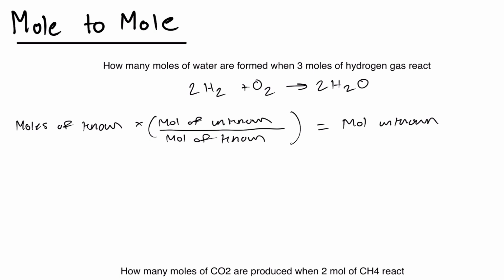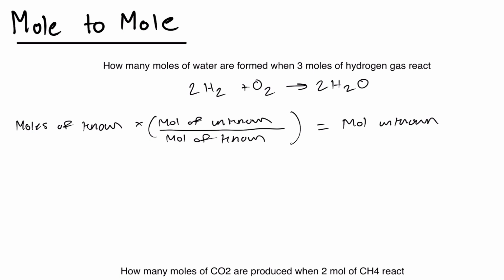And then we have our mathematical formula below that, and that's moles of our known times moles of unknown over moles of known gives us our moles of unknown. And we need the moles of known on the bottom, that way it can cancel out. And I can show you this right now. So we'll simply plug the numbers in.